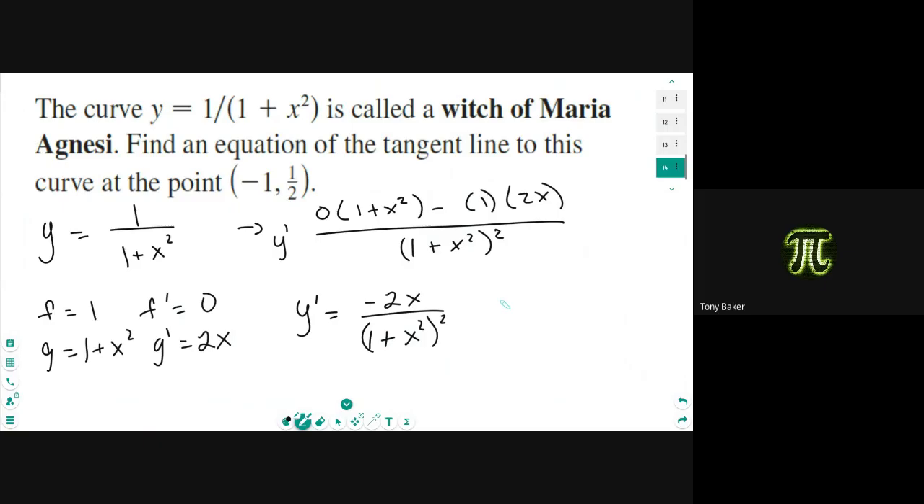So that should be your derivative. It's always nice when there's a 1 on the top because things disappear really quickly. So now we're looking for it at -1. So I've got 2 over 4, which is 1/2.